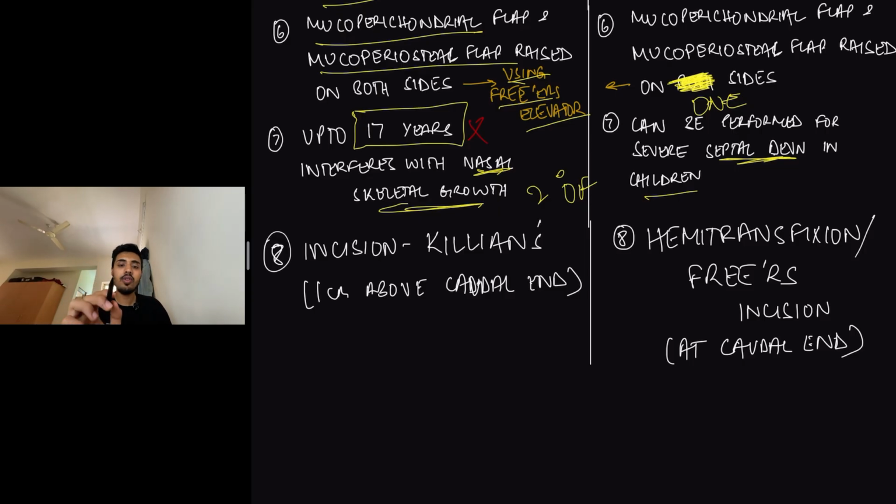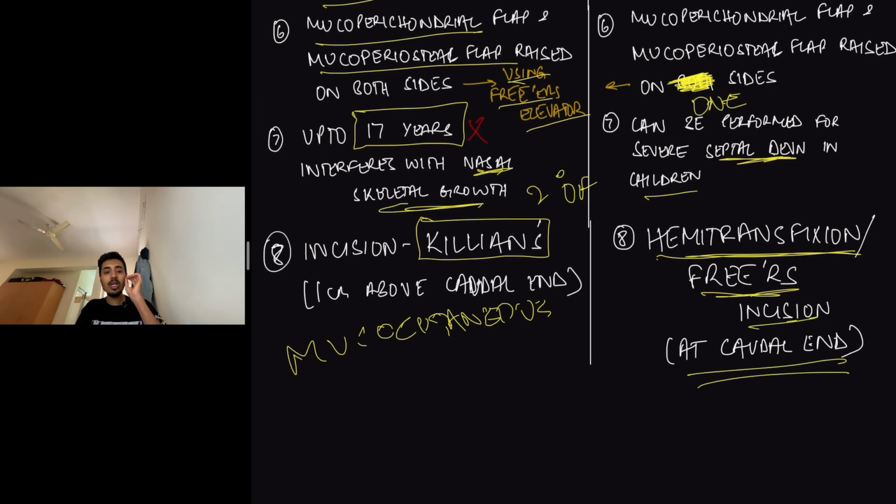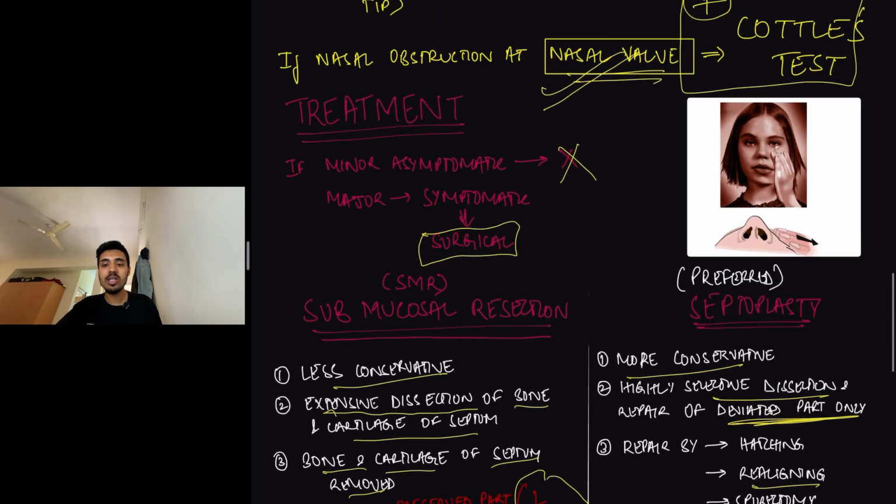The incision for submucosal resection is known as Killian's incision, which you will make at the mucocutaneous junction. That is basically at the vestibule, you have the skin, then behind that, you have the mucosa, about 1 centimeter behind the columella. And just at the caudal end, at the columella, if I'm doing septoplasty, it is known as the hemitransfixion incision or Freer's incision. That you will make at the caudal end. One centimeter behind the caudal end is Killian's incision, for submucosal resection, I'm sorry. So those are the differences between submucosal resection and septoplasty.